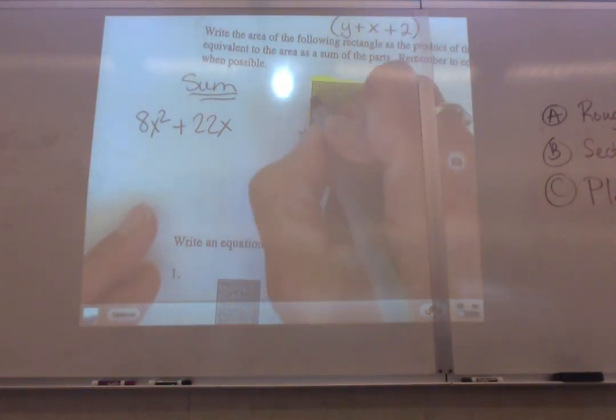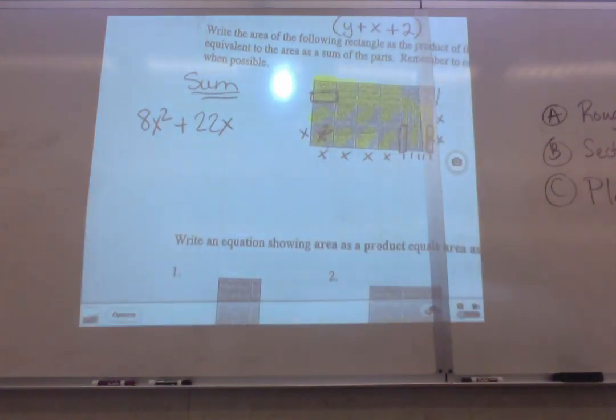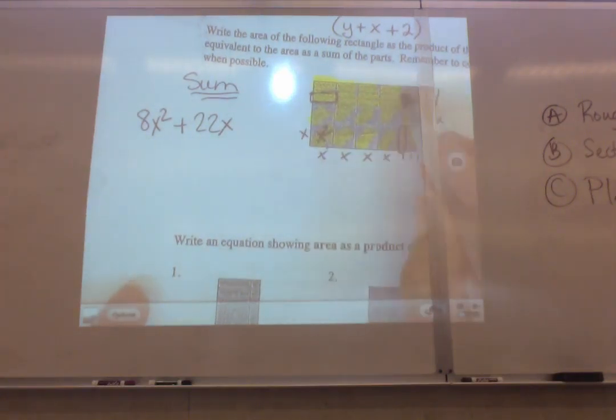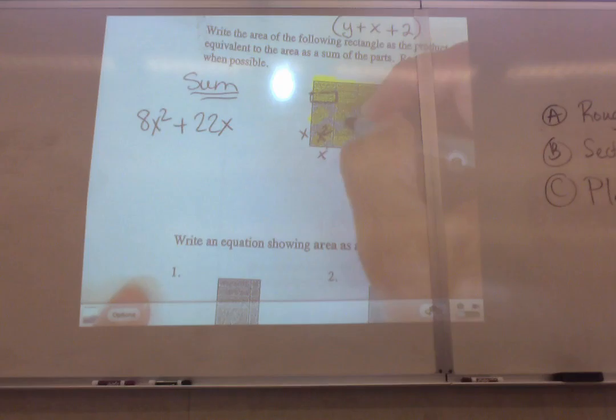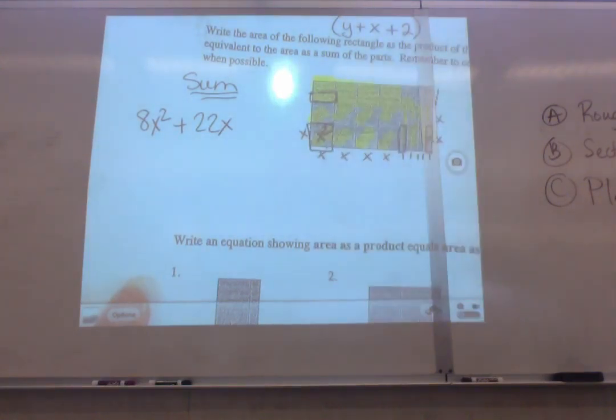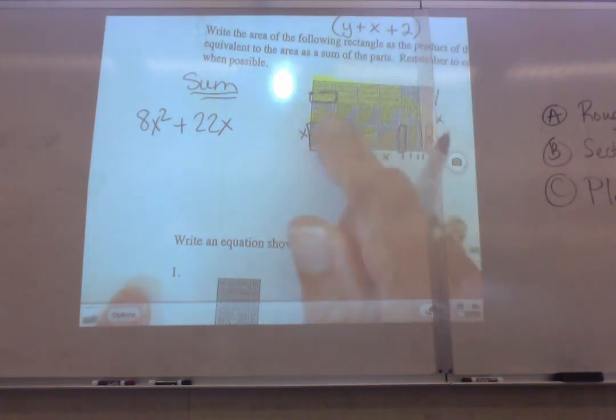Once I figured out where my shapes were, did I have to write an x in every single one? No, it actually made it harder to look at, right? But I do have a system for figuring out counting them. Okay, that was one shape. This was one shape, and so far I've counted them.